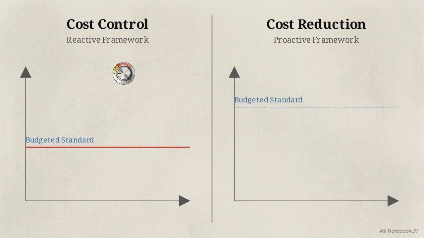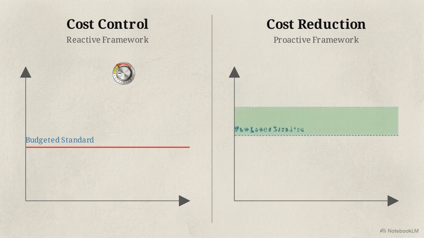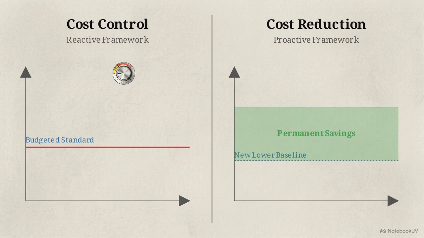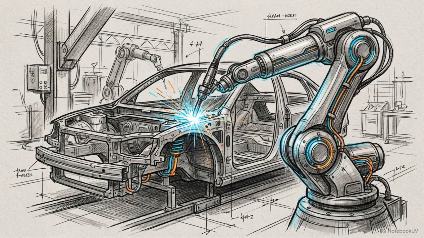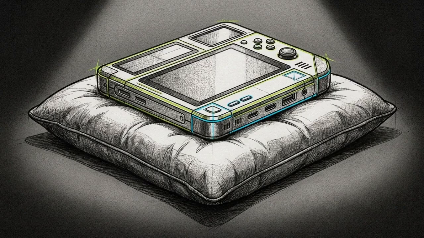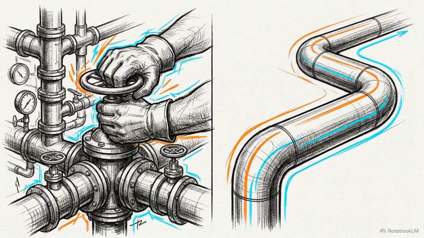On the right side, we see cost reduction. Instead of reacting to spikes, this process moves the entire standard line permanently downwards to a new, lower baseline. You achieve this lower baseline through advanced production technology, substitute materials, or design shifts. Crucially, this must be done without compromising the product's quality or its intended utility. Cost control forces the operation to obey the current standard. Cost reduction engineers a leaner standard.